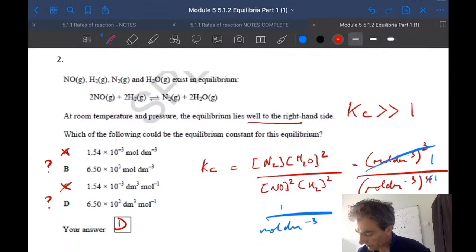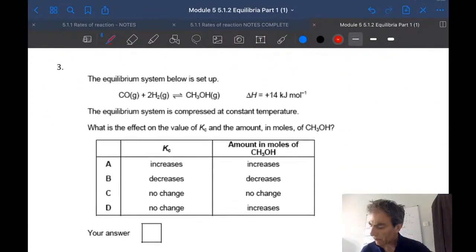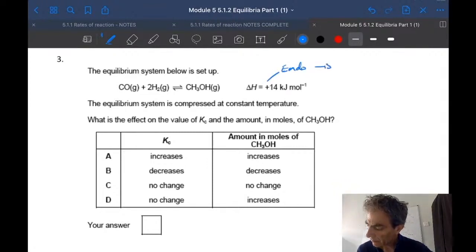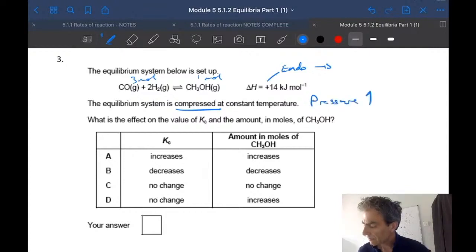Okay, number 3. The equilibrium system is set up below. So there it is there. We've got some more stuff I would pick straight out: endothermic going forwards from the plus sign, 3 moles of gas on the left, 1 mole of gas on the right. The equilibrium system is compressed. That means the pressure's increased. What is the effect on the value of Kc and on the amount in moles of CH3OH?